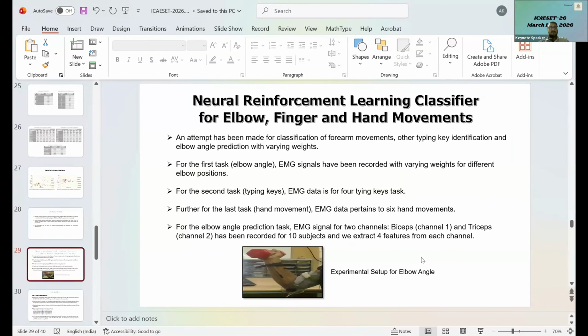Next, we have used a neural reinforcement learning classifier for elbow, finger, and hand movements. Similar 6 hand forearm movements we have used, but in this we have done 2 more experiments: one is elbow angle prediction, and the other is a typing finger classification task. In the elbow task, we placed electrodes on the forearm and fixed the forearm, varying the weight: first 1 kg, then 2 kg, then 5 kg. We fixed the shoulder and took angles of 10, 20, 40, and 60 degrees, and at different angles we tried to classify these patterns.